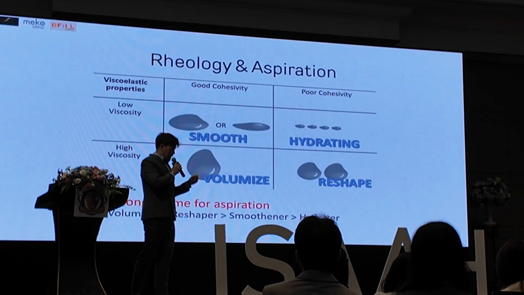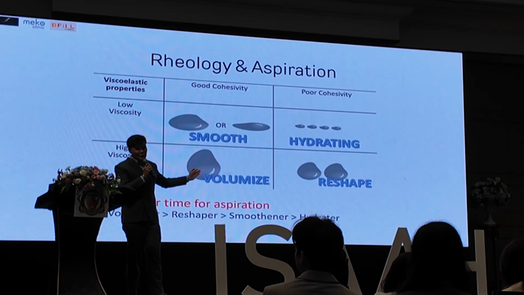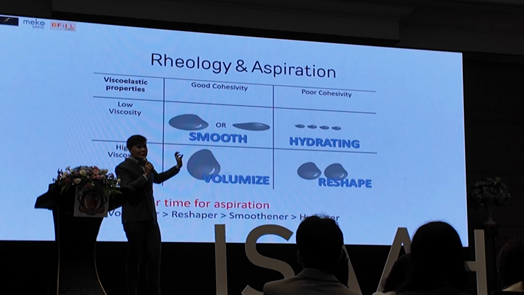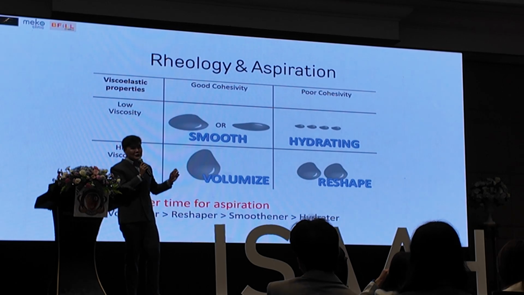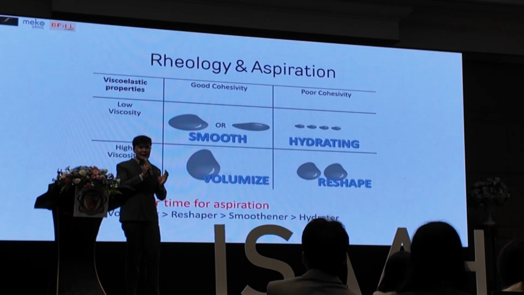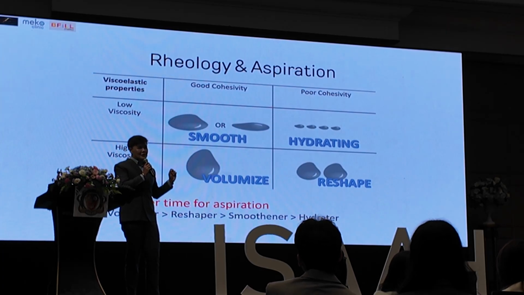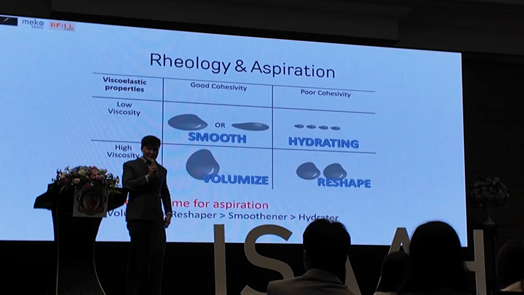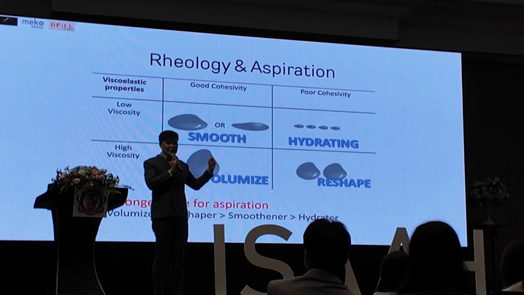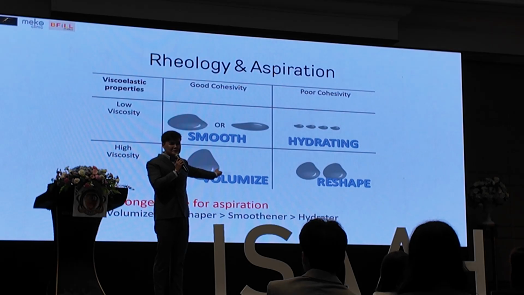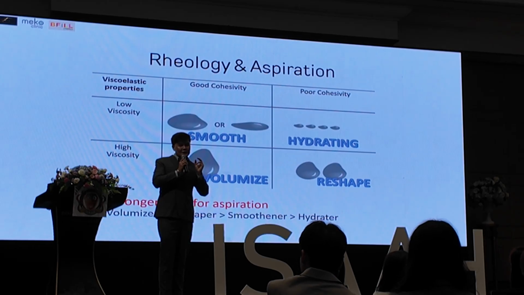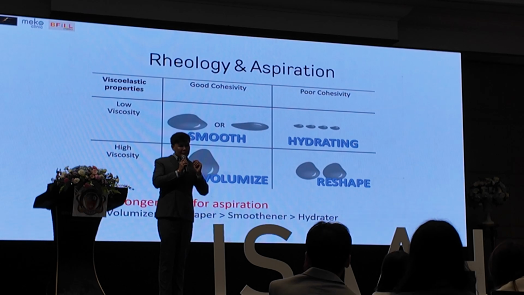Okay, let's move to your left lower: high viscosity and good cohesivity. It's big and fat. This one is for volumizing. If you play online games, you know pouring, right? Pouring monster. That's the volumizer. How to use this one? For the sunken temporal area, for the sunken cheek, for the big chin. Some patients want the big chin.